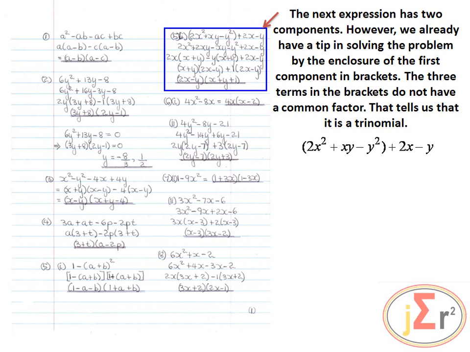The three terms in the brackets do not have a common factor. That tells us that it is a trinomial. So this expression is a trinomial that we have inside of this pair of brackets, and we need to factorize this expression as a trinomial. So we are taking all of those three terms together as the examiners intend us to by the enclosure that we have in these brackets.